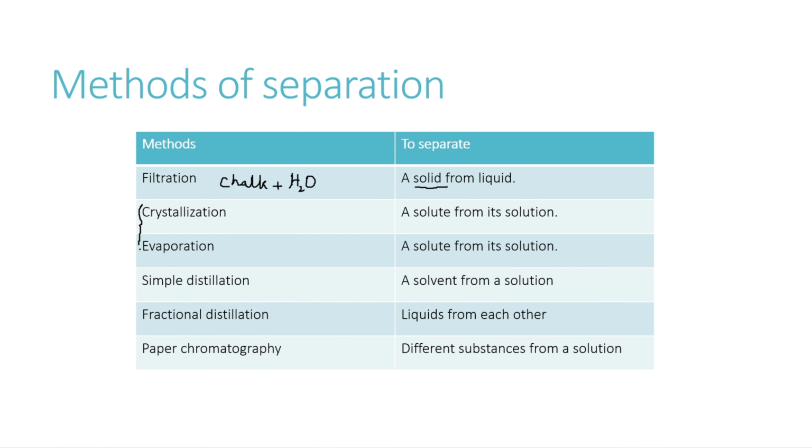Crystallization and evaporation. These two methods are used to separate solute from its solution. For example, salt solution or salt plus water. Here we separate the salt, whereas in simple distillation the solvent is separated from its solution. For example, here again we take salt solution or salt dissolved in water, but the difference is that here we separate water, or we distill out water and remove salt from it, whereas in fractional distillation the different liquids are mixed together and they are separated from each other. In paper chromatography, different substances are separated from a solution.